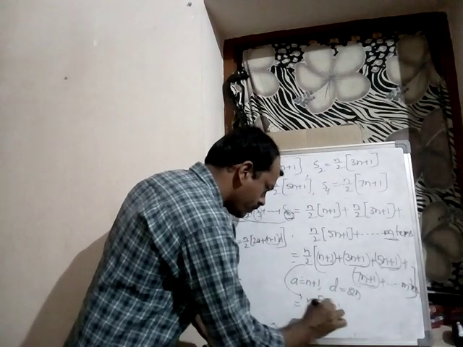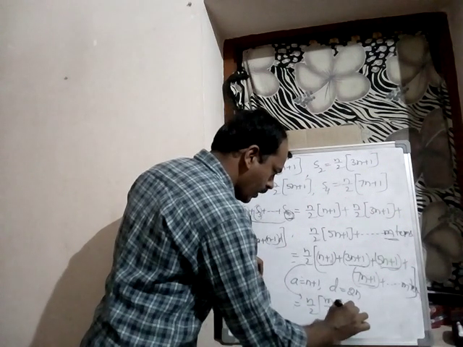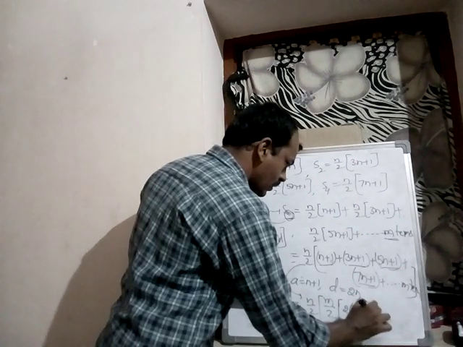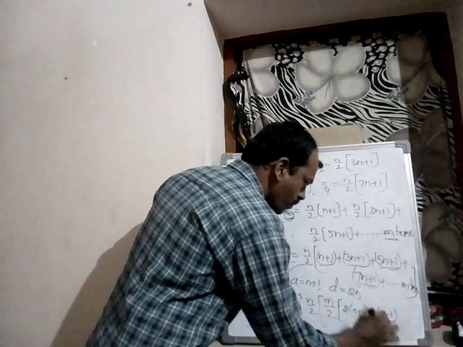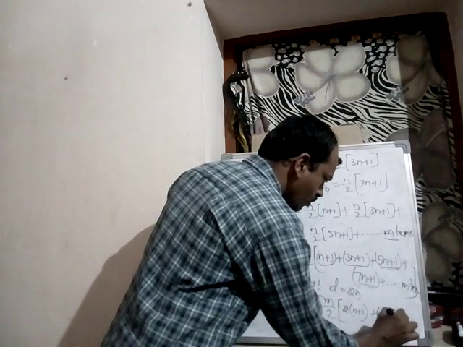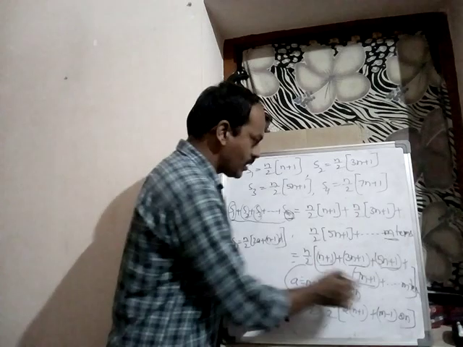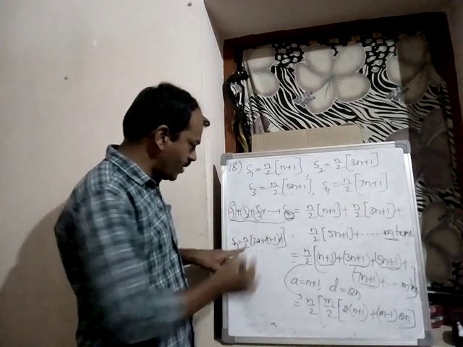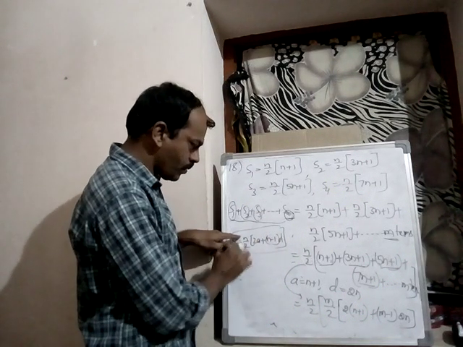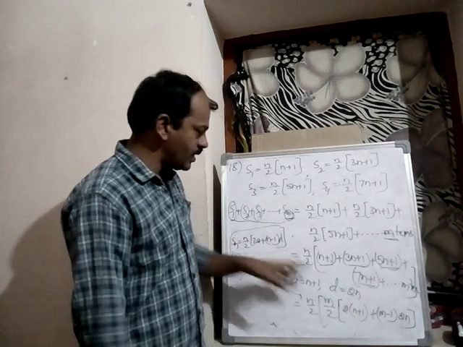So n by 2 of 2a, that is 2 into n plus 1, plus n minus 1, which here becomes m minus 1, since it is m terms, into d. What is the d value? 2n. So this is an AP series with m terms, and the sum of m terms is m by 2 into 2a plus m minus 1 into d, where d is 2n. Now simplify this one.